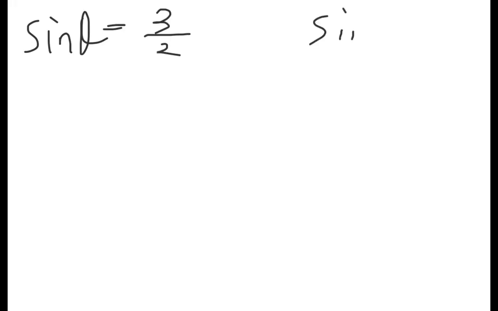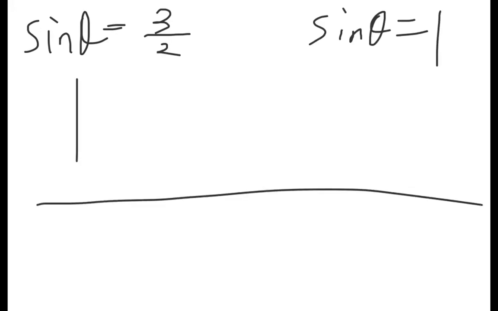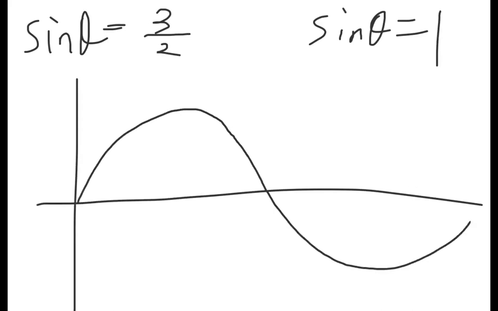Anyway, so let's solve the first one. Sine theta is equal to 3 over 2. The other one is sine theta is equal to 1. So first, you draw the graph of sine. Okay.